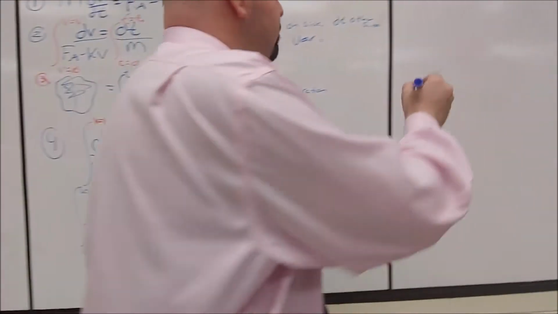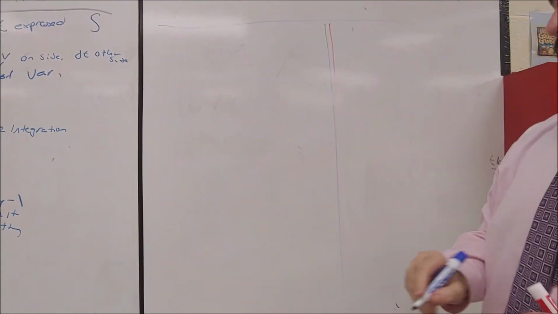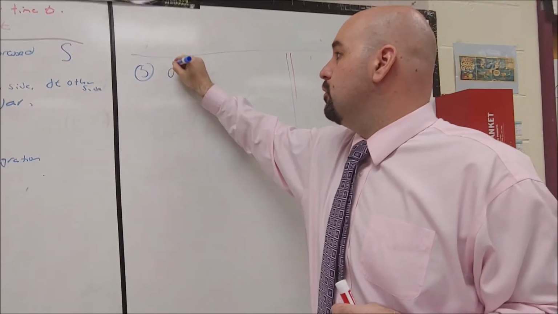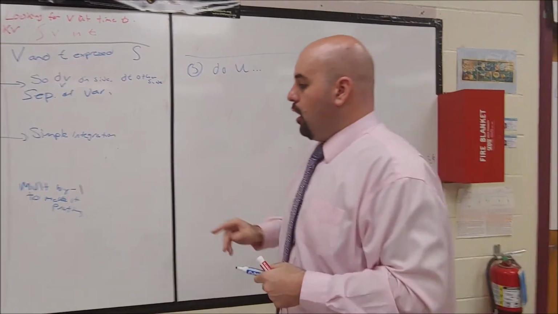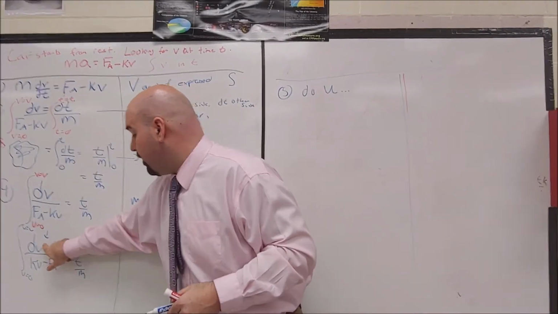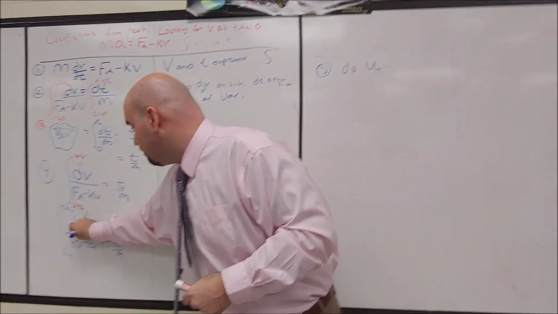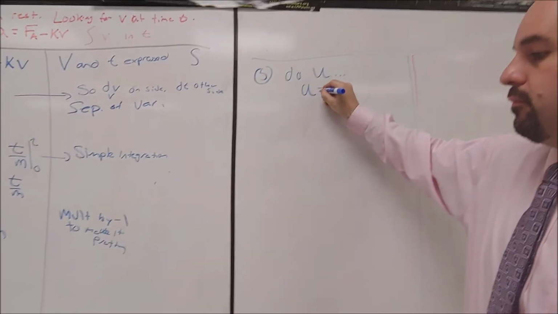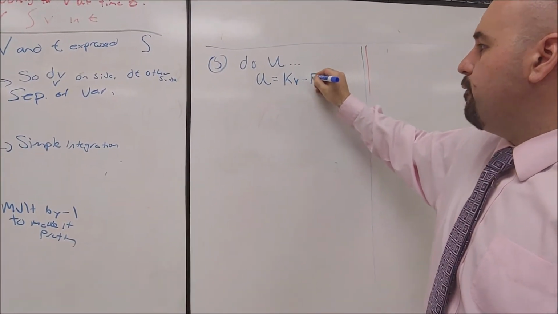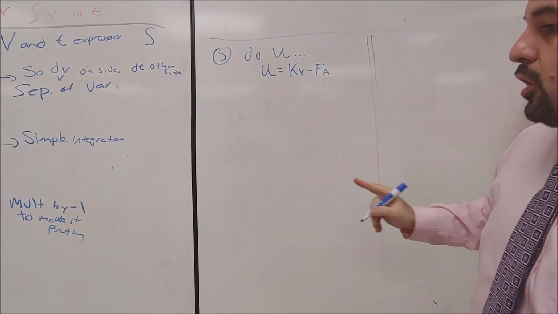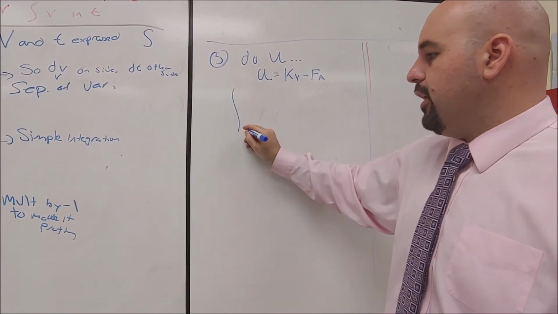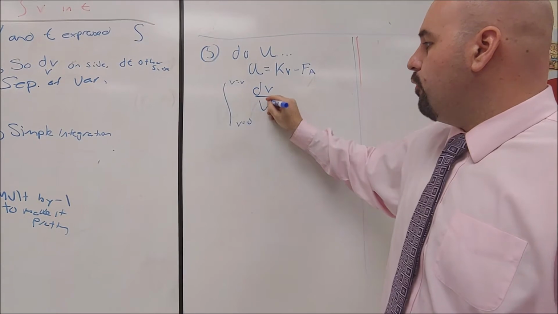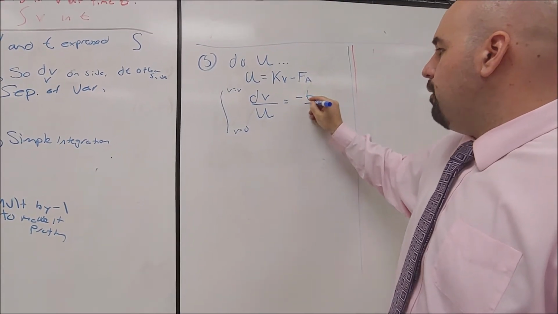We're now going to move to this board. Step 5 is this famous u substitution. Looking over here, that's a v, by the way, which is probably important I emphasize that. Look at the bottom. Let's call that u. u is going to equal kv minus Fa. So if I put that in, this is what I get: v equals 0 to v equals v of dv, which hasn't changed, over u equals negative t over m.